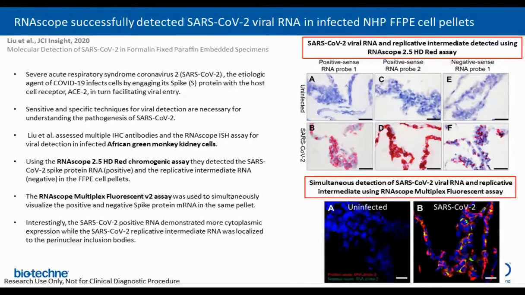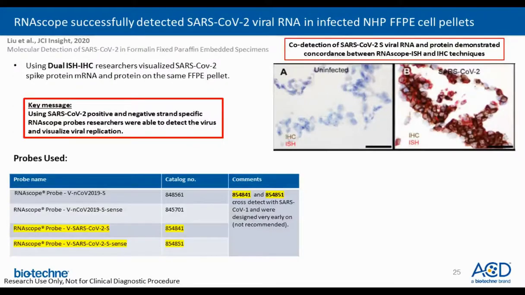But in addition, they also tested the RNAscope multiplex fluorescent assay to visualize viral RNA, again in both uninfected as well as infected cells. And they saw a strong signal of both the viral S protein and the replicating strand in the infected tissue, once again really emphasizing the sensitivity of this assay.